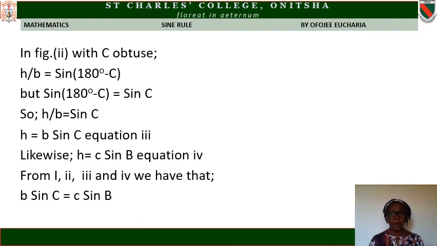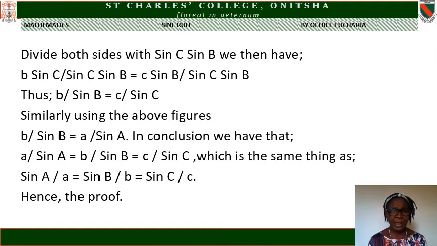From equations 1, 2, 3, and 4, we have that H is common and they are equal. Since H is B sine C and H also is C sine B, therefore B sine C is equal to C sine B. Good. Having seen that they are equal, we want to get where we are going.